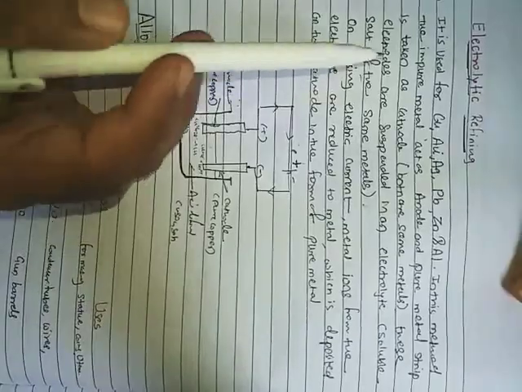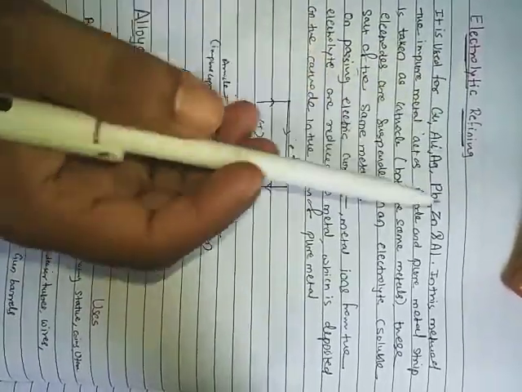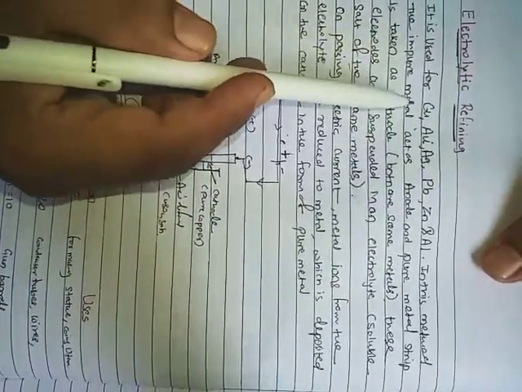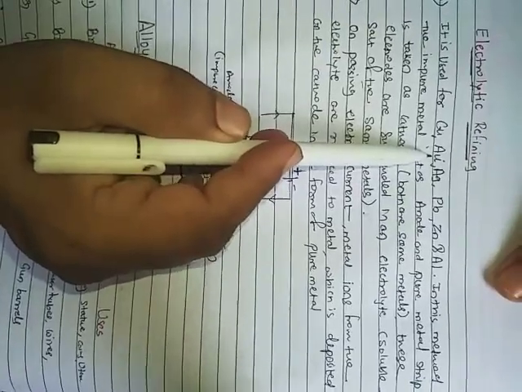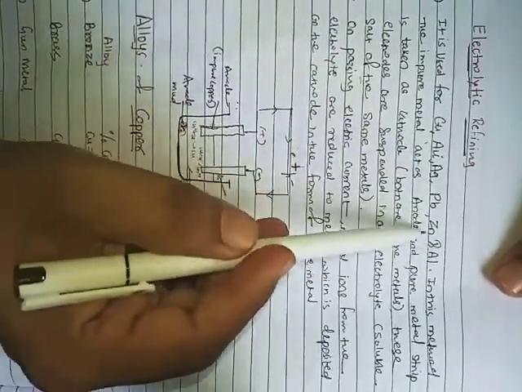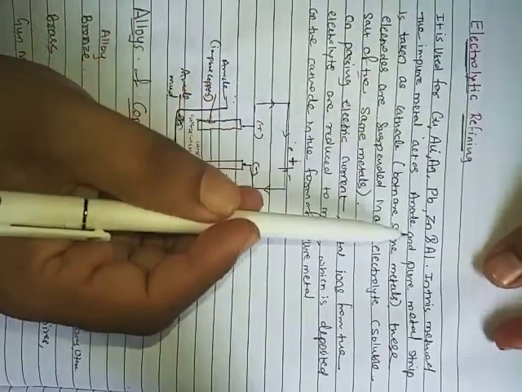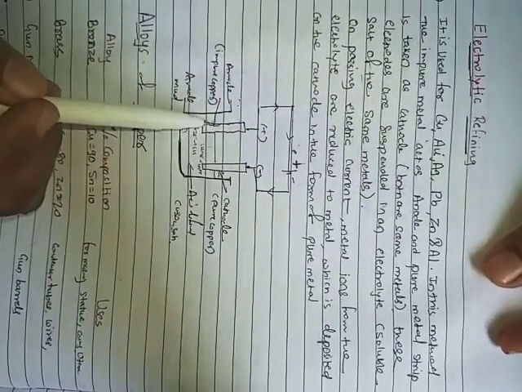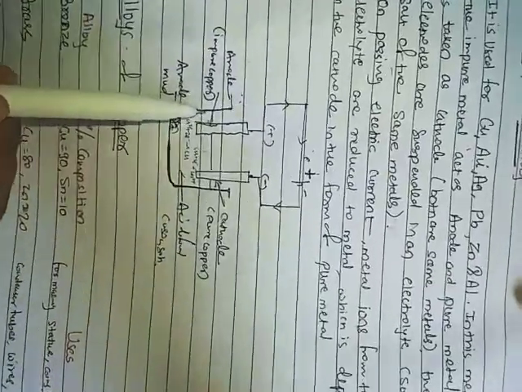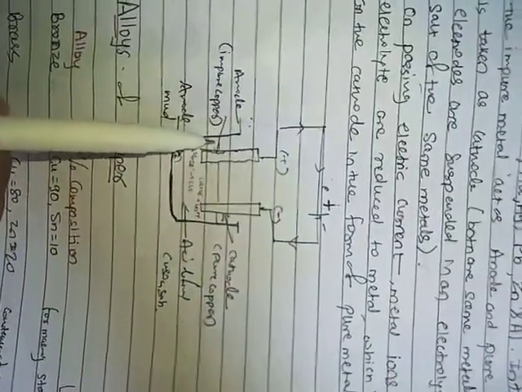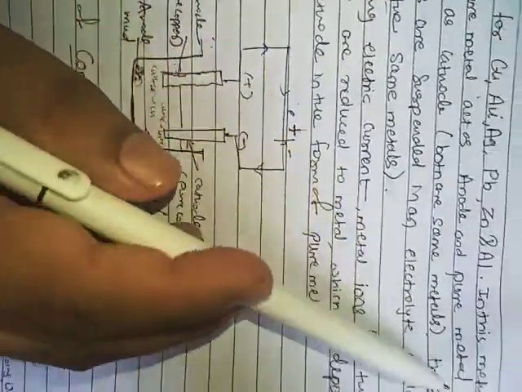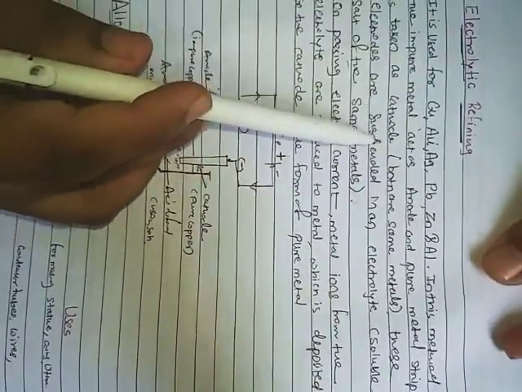In that, we are going to start our electrolytic refining. Basically, it is used for copper, gold, silver, lead, zinc and aluminum. In this method, the impure metal acts as an anode. Suppose we are doing it for copper. Here, impure copper is at the anode and a pure metal strip is taken as the cathode.